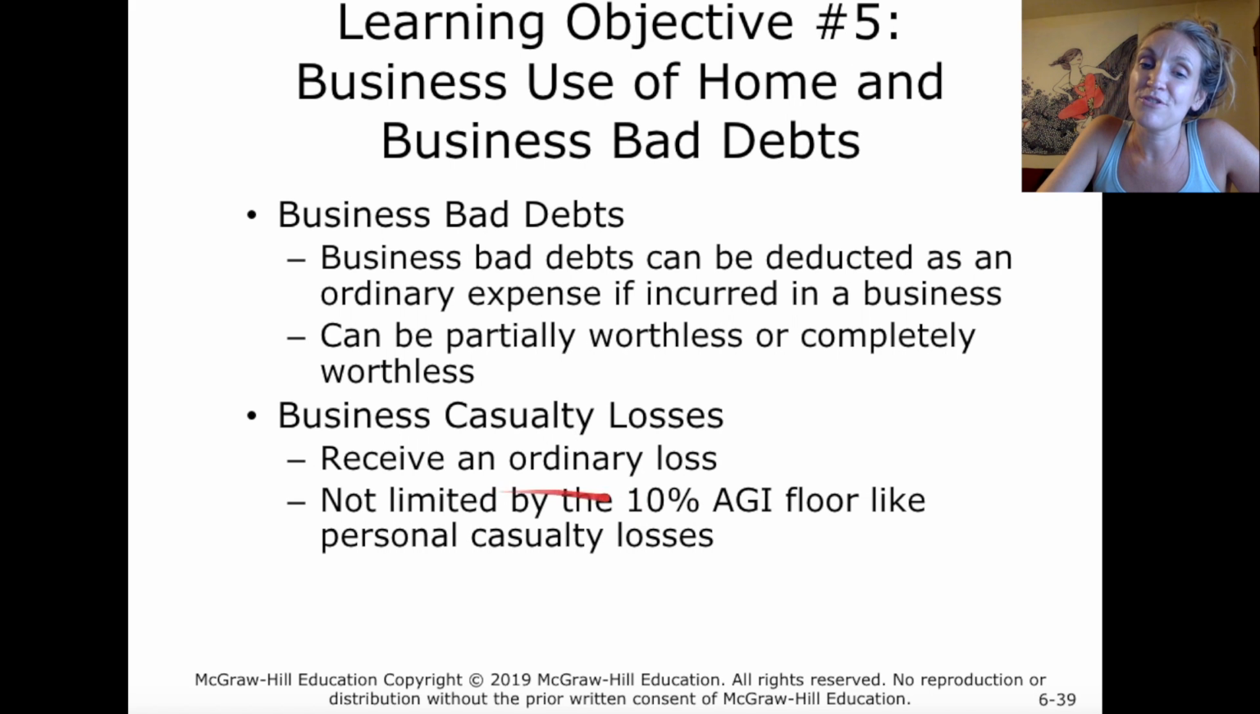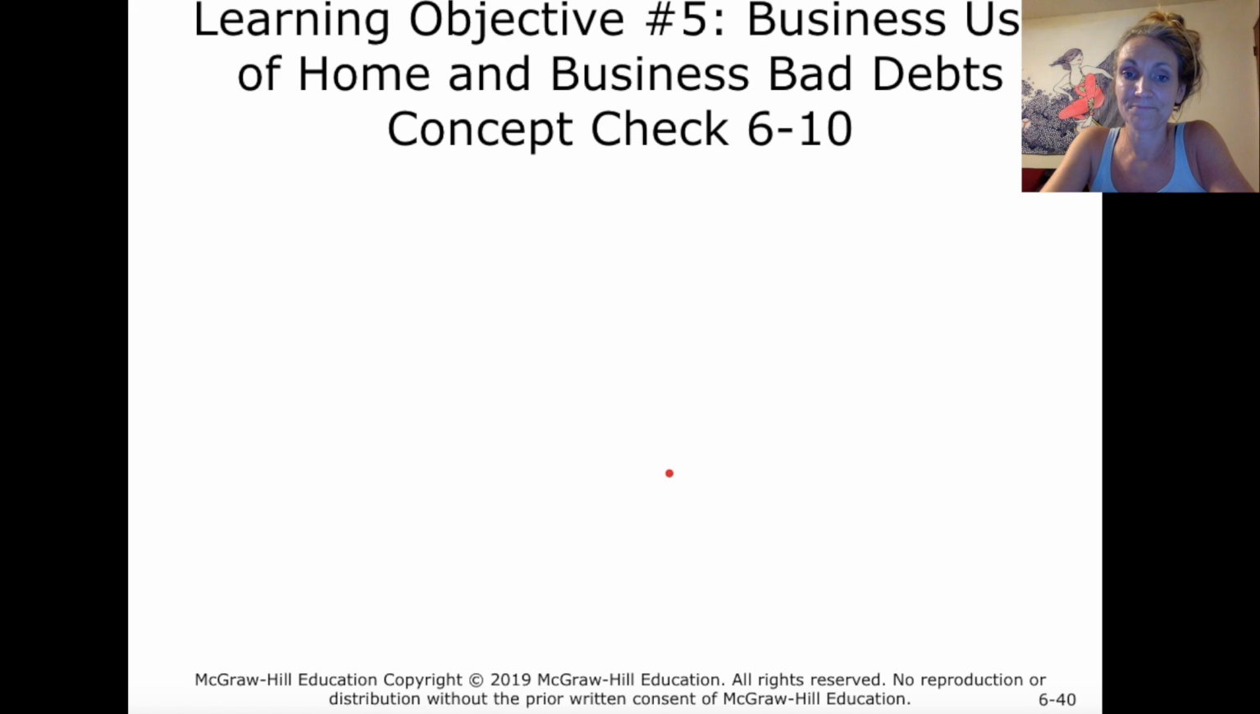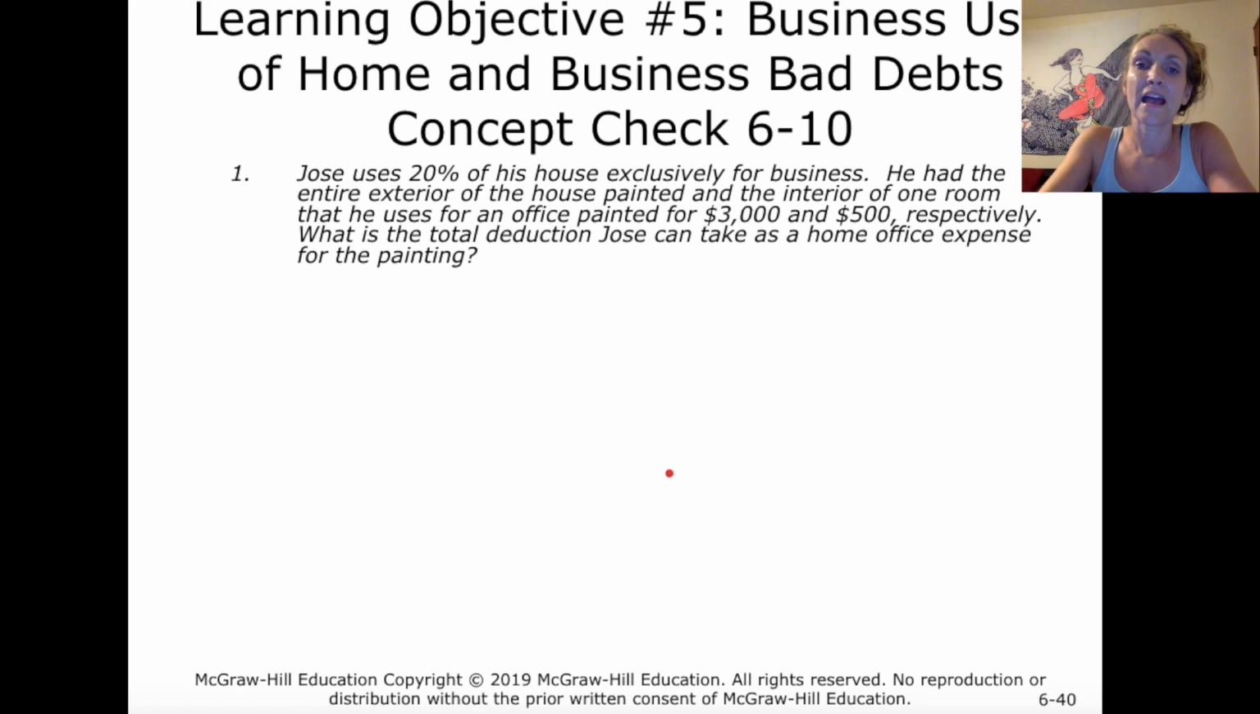Now, business casualty losses receive an ordinary loss. And in Chapter 7, you'll be learning about ordinary versus Section 1231 versus capital types of gains and losses. Not limited by the 10% AGI floor like personal casualty loss. A business loss instead is ordinary. And again, we'll learn more about this next time.